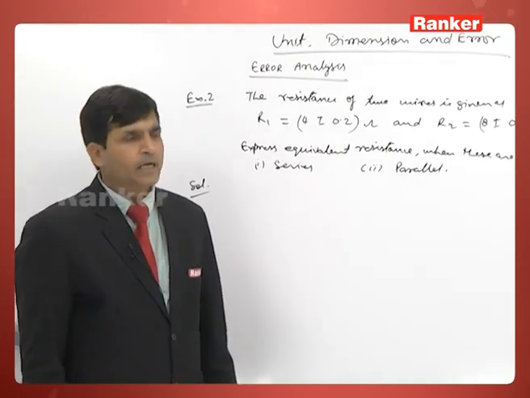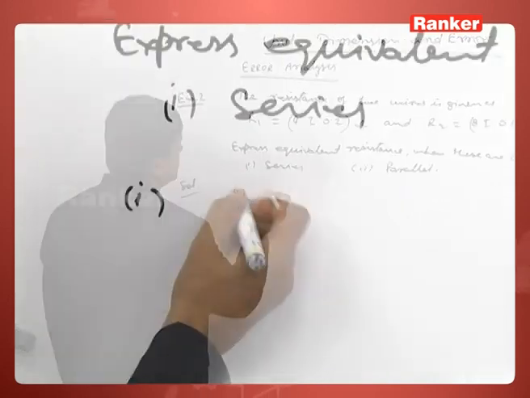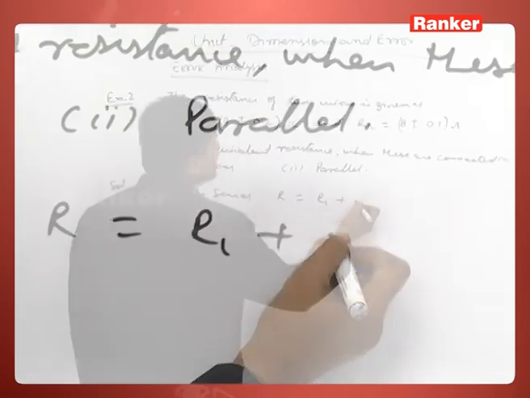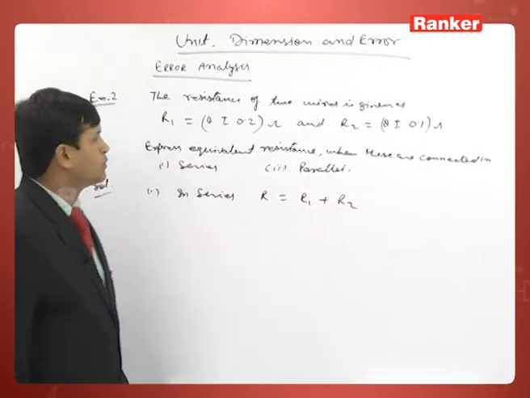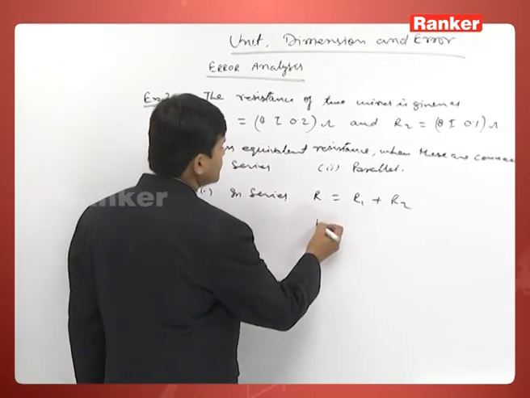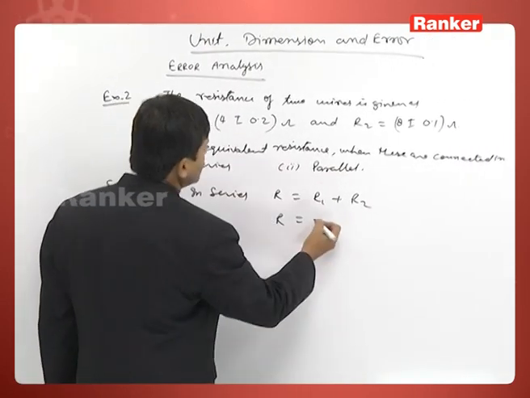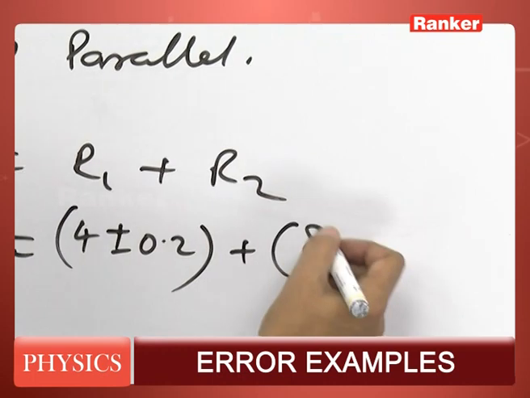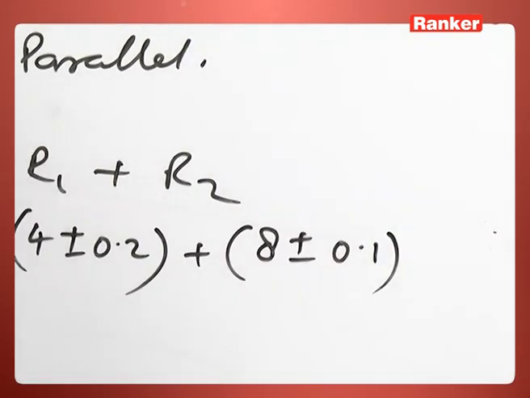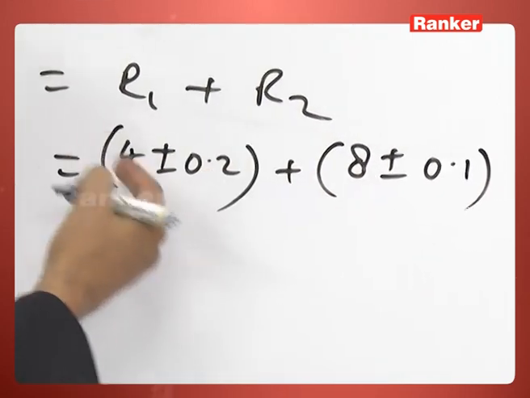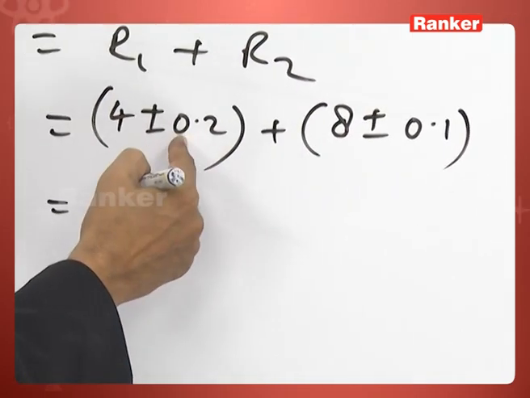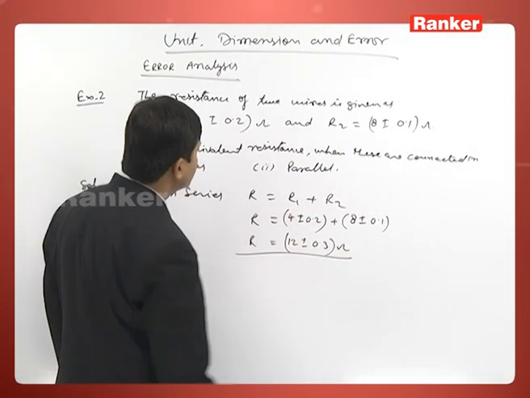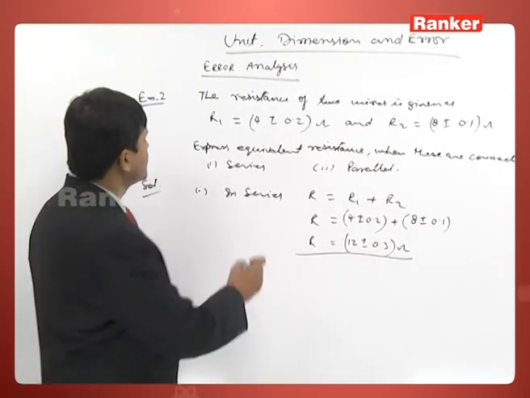Series combination. As we know, in series R is equal to R1 plus R2. So this is a simple calculation here. R is equal to the R1 value 4 plus minus 0.2 plus the R2 value here 8 plus minus 0.1. So the resultant R will be 8 plus 4, 12, plus minus 0.2 plus 0.1, 0.3 ohm. This is the value of R. So this is the case in series.